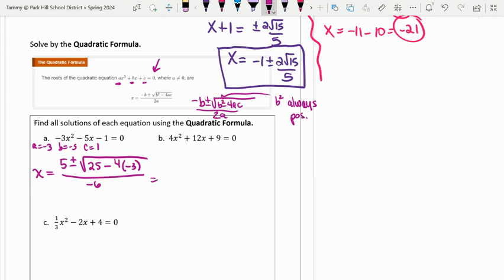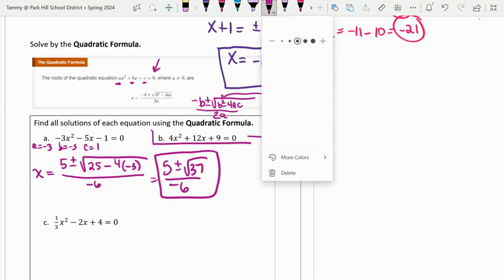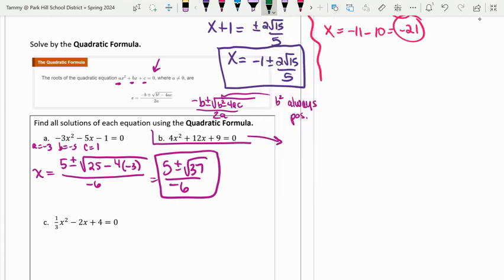Finish this, so I have 5 plus or minus the square root of, what is that? 25 minus 4 times negative 3, that's 37. So I have 5 plus or minus the square root of 37 over negative 6, and just leave it like that. You are done. I will want exact values on these. All right, letter B, new color. My a value is 4, my b value is 12, and c is 9.